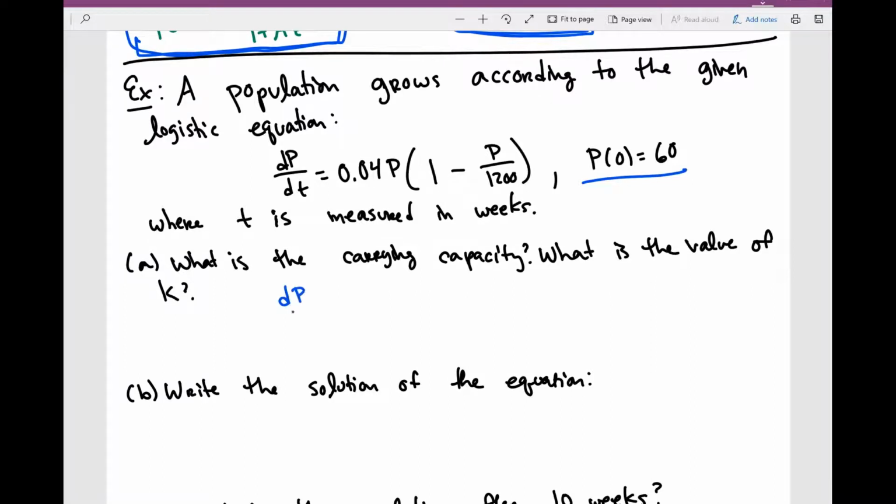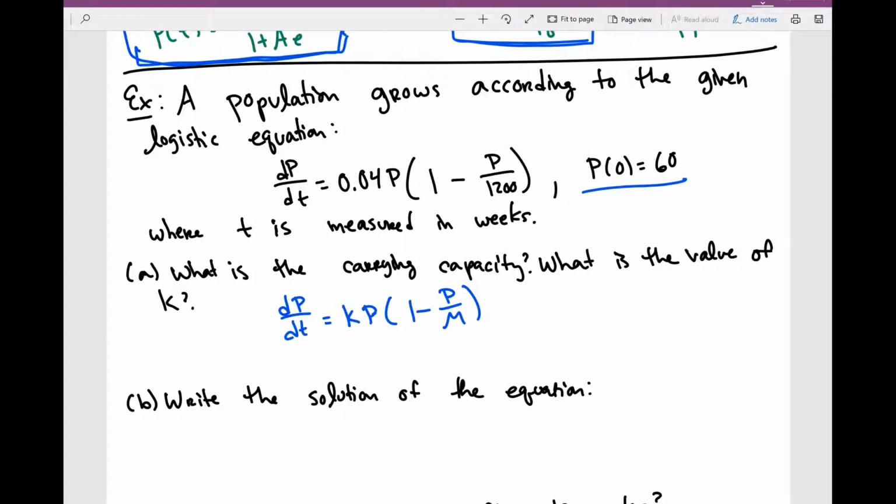All right, so if we try to look and eyeball this, let's write down the differential equation. So dP over dt is equal to k times P times (1 minus P over M). So remember here that you're just basically trying to figure out what the carrying capacity is and what is the value of k. Well, the value of k is always going to be the number right in front of the P. So in this case, it's going to be 0.04. Okay, so k is equal to 0.04. You can think of this as a growth rate. Okay, so that's the value of k.